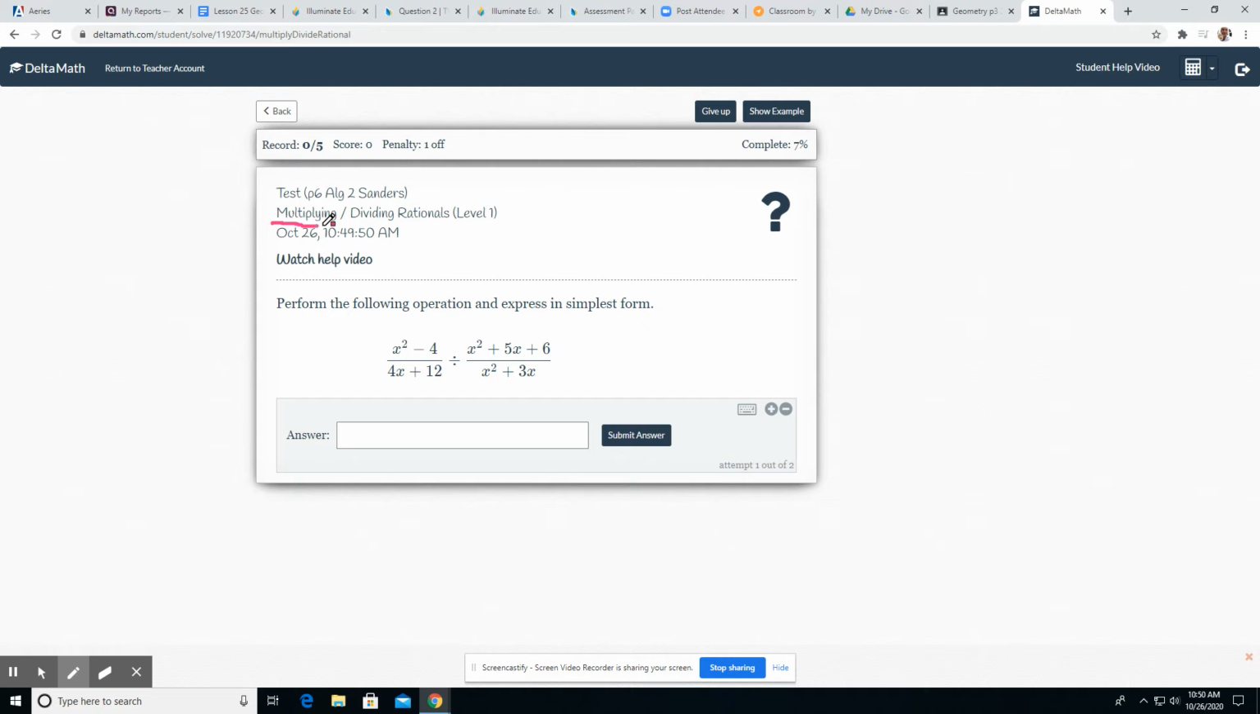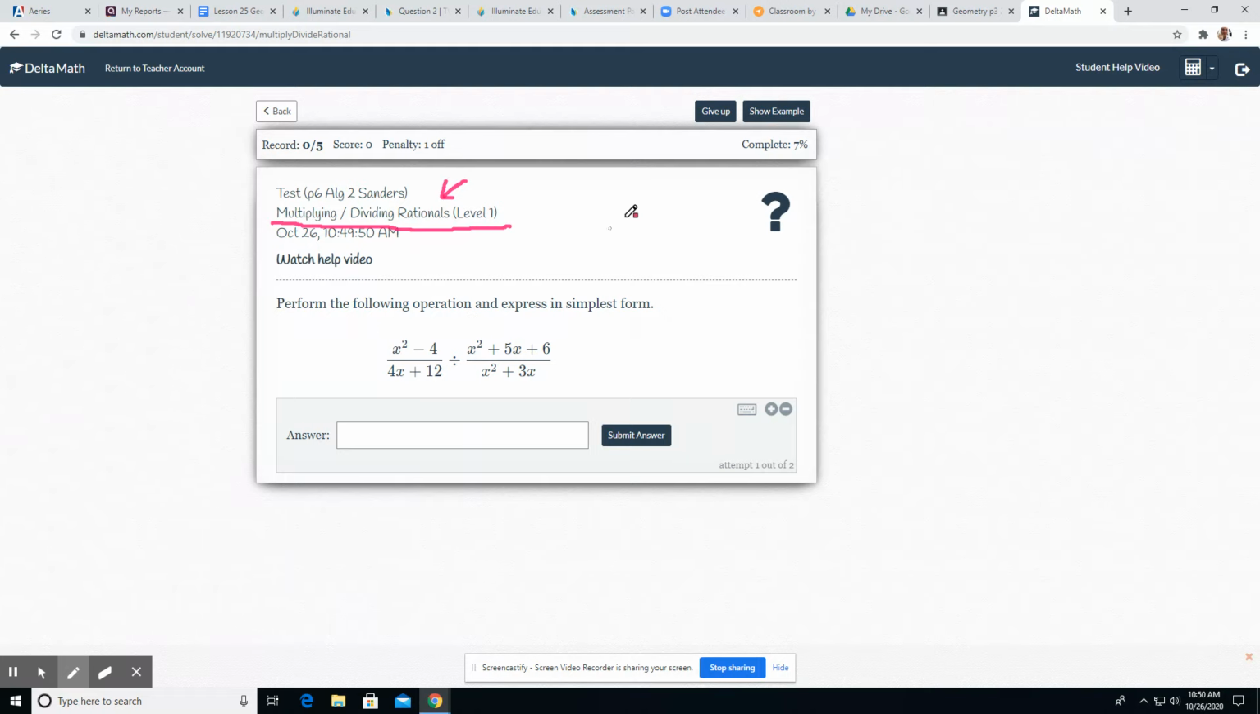Now we are multiplying and dividing rationals. So rationals, once again, are our fractions, and we're multiplying and dividing them in different ways. The key anytime you're doing this is you want to factor and then make it all into multiply, and then you can see what's on top and on bottom. Okay, so let's go ahead and factor first.